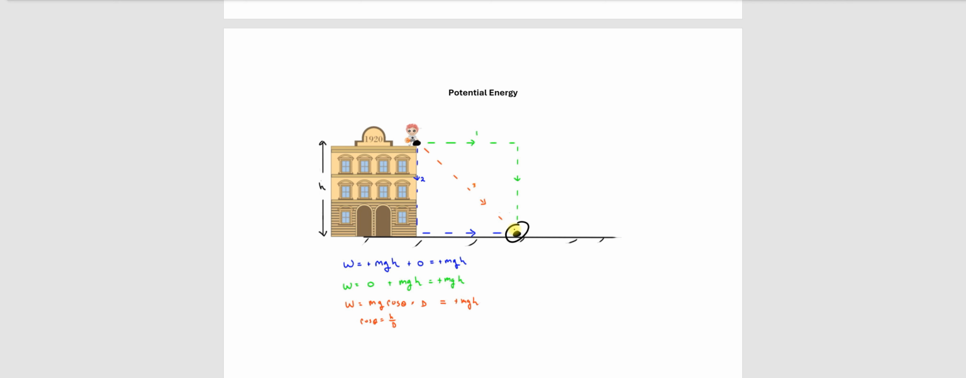And we're going to talk about three different possible paths here. Path 1, path 2, and then path 3. And we're going to investigate the work done by gravity for each path. So looks like we're going to start with path 2 here in my notes, the blue one. So the work done by gravity as we go from here to here would be positive mgh, h being the height here that the rock has moved.